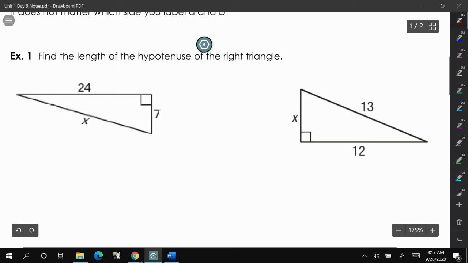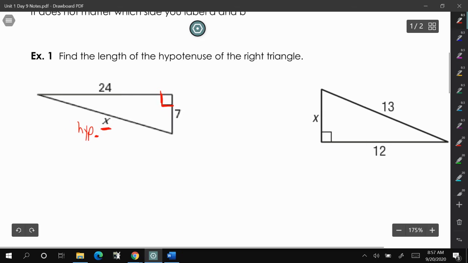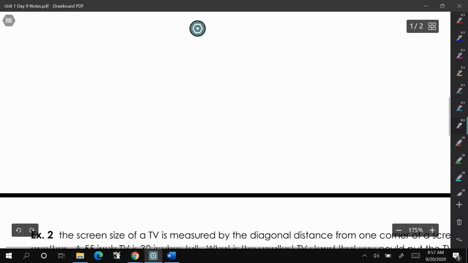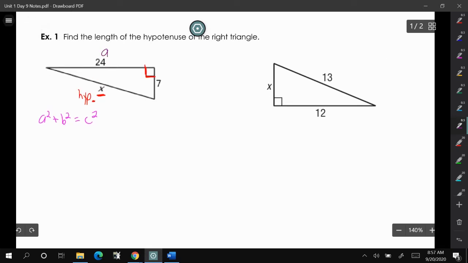So we'll look at these examples here where we're trying to find the missing side. First thing I always like to do is figure out where my right angle is, the box, and then the side that doesn't touch that I label the hypotenuse, or hype. This tells me that this side should go by itself on the Pythagorean theorem problems. So Pythagorean theorem is a squared plus b squared equals c squared. And again, it doesn't matter which side you label A or B, you're going to get the same answer.